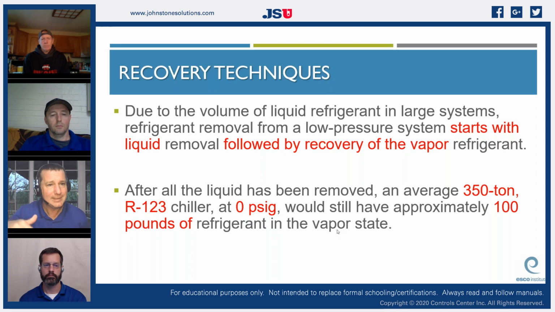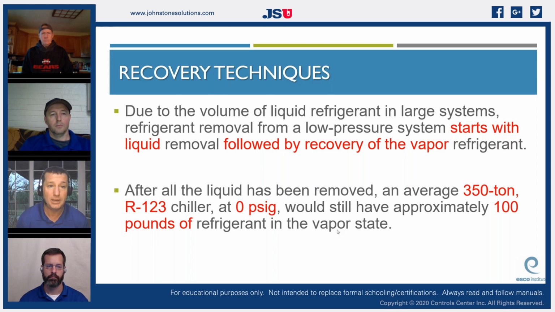Even if I bring that down to zero, because remember, these systems are used to operating in a vacuum. These are very low pressure refrigerants. If all I do is recover my system down to zero, because on this system, I probably had 600, 700, maybe 800 pounds of refrigerant on this 350-ton chiller. If I only bring it down to zero, it's not sufficient, even remotely close, to make that system safe to open up. If I only brought this system down to zero, I would still have approximately 100 pounds of refrigerant trapped as vapor inside of that system.